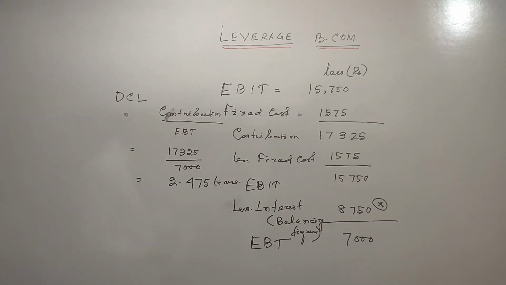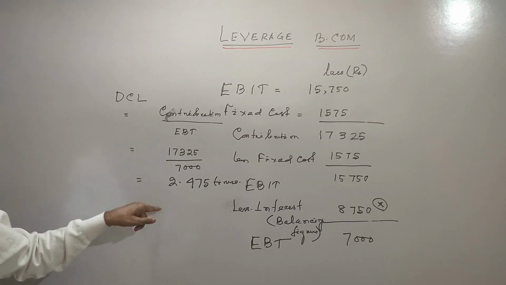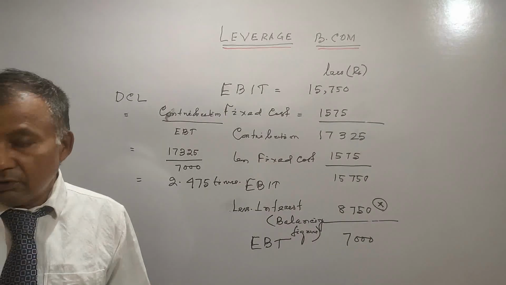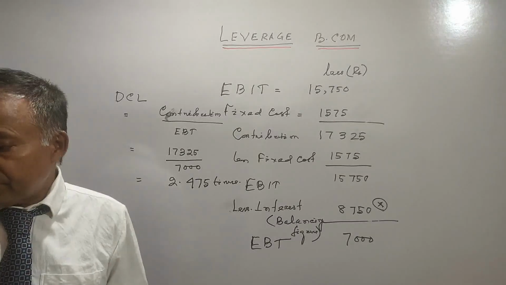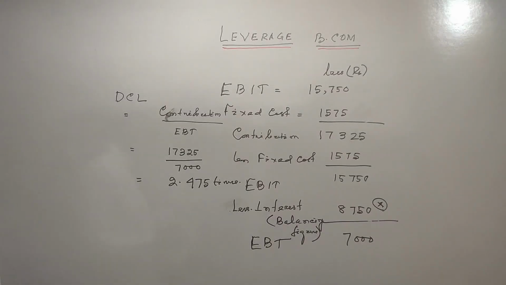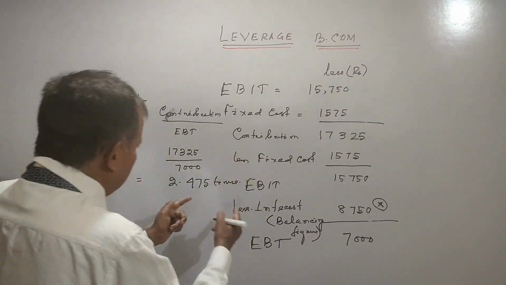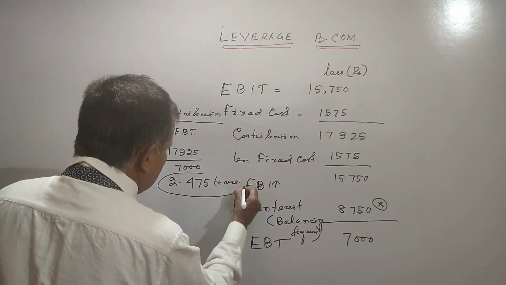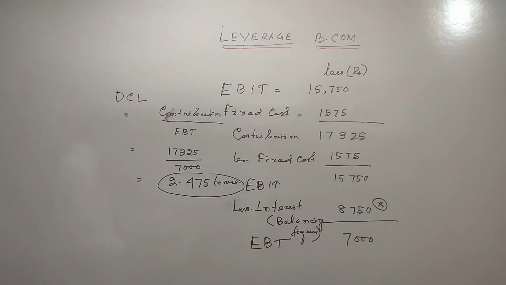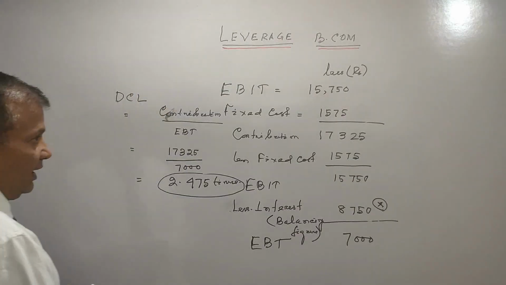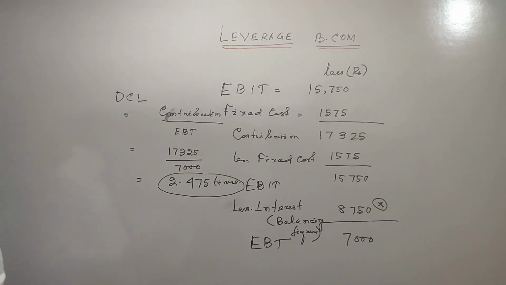2.475 times. Now with this information, but in the question they have asked you to find out what is the percentage change in sales, right? Another formula, from the first formula we find out that 2.475 times is the DCL, and there is another formula here.